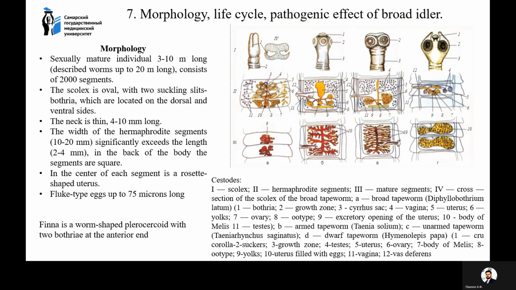The width of the hermaphrodite segments, 10 to 20 millimeters, significantly exceeds the length, 2 to 4 millimeters. In the back of the body, the segments are square. In the center of each segment is the rosette-shaped uterus. Fluke-type eggs are up to 75 microns long. The larva is a worm-shaped plerocercoid with two bothria at the anterior end.